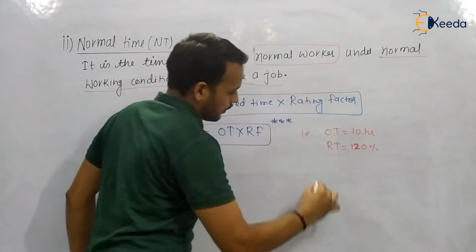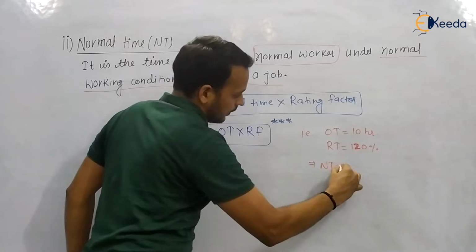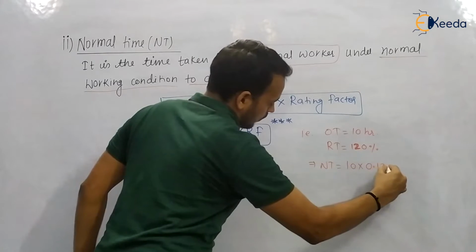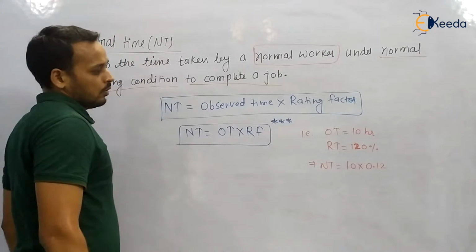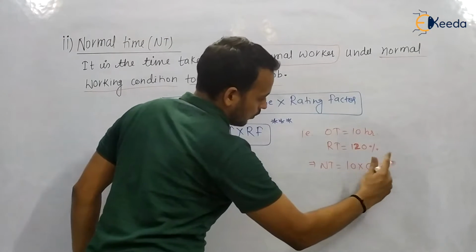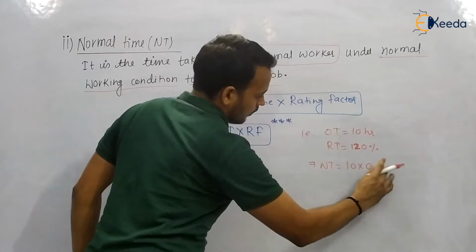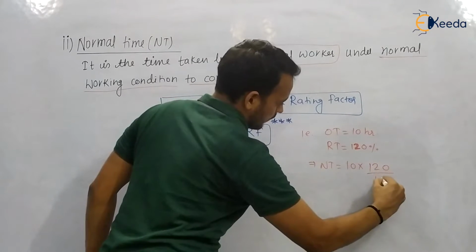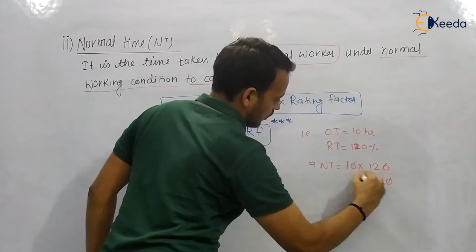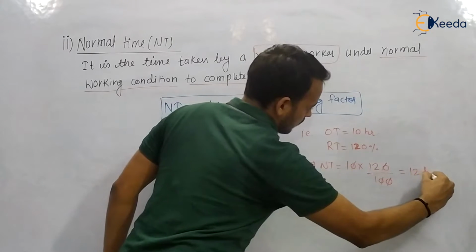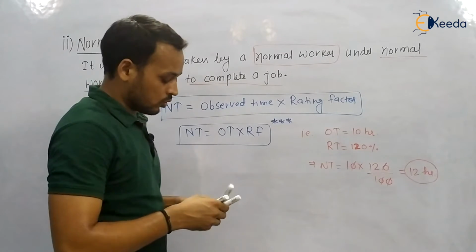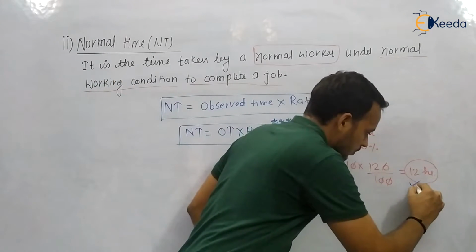Rating factor is 120%. So normal time will be 10 hours into 1.2. Sorry, it is going to be 1.2, say 120 by 100. So the time he is going to take is 12 hours.